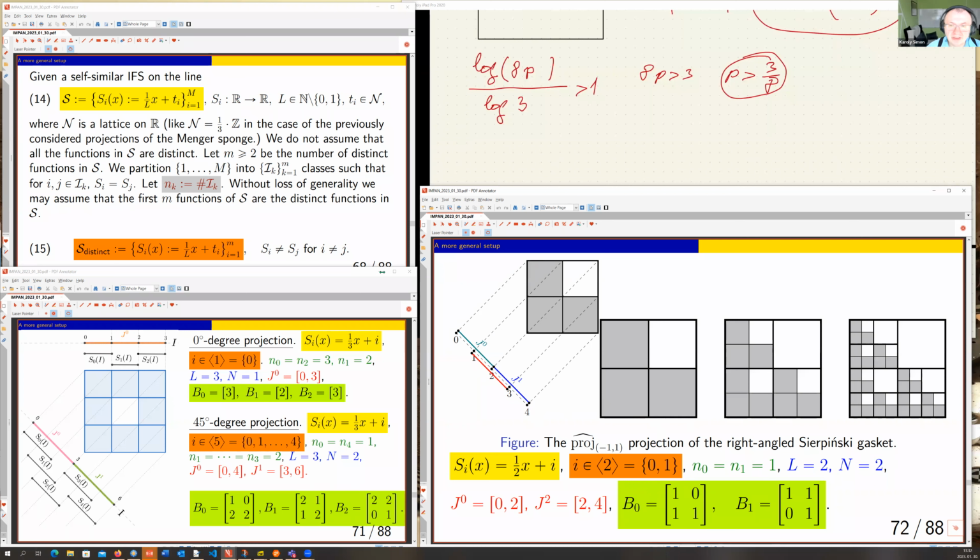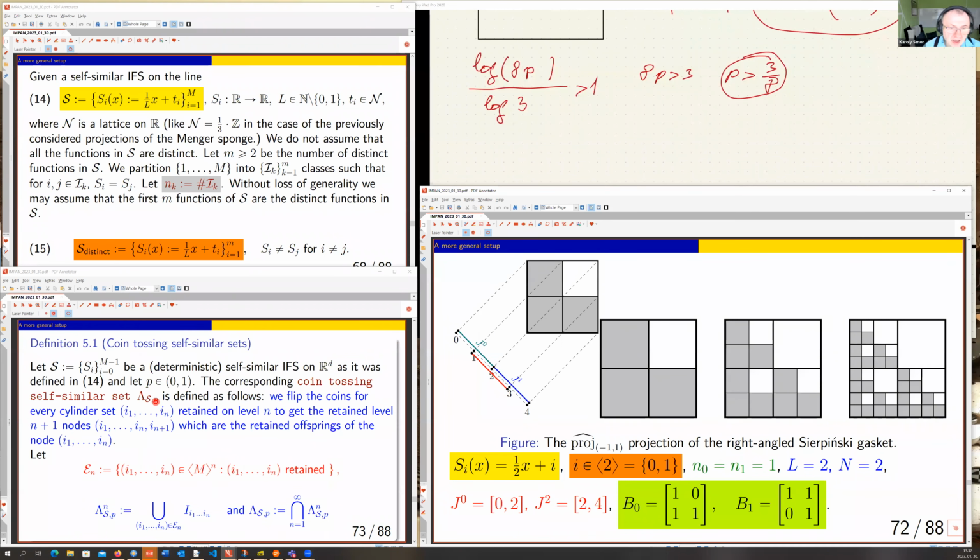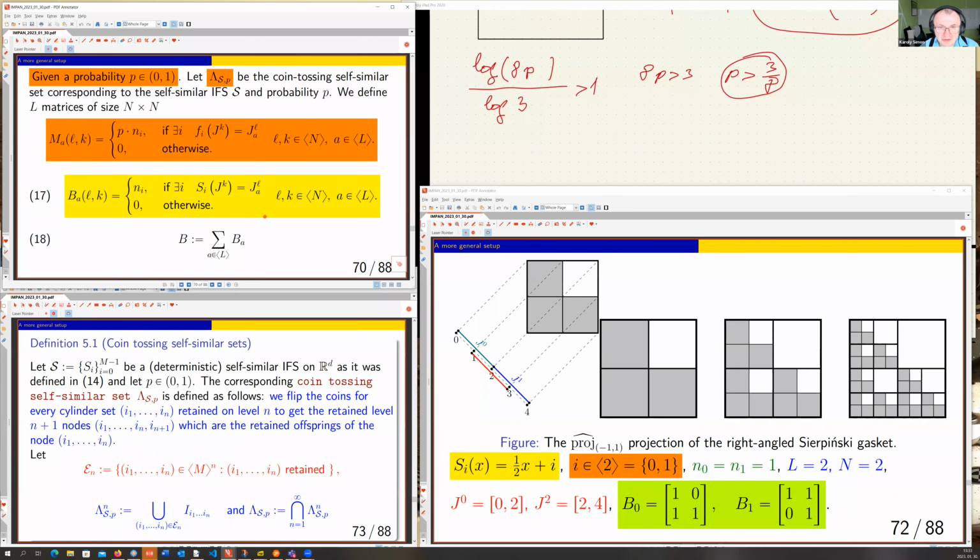So this is the way to write down the matrices, and then we consider this coin tossing self-similar set, as they call it, when you use these parameters here, and then at every level and step, you decide which children of a level and intervals survive just by coin tossing, as we have done all along until now.